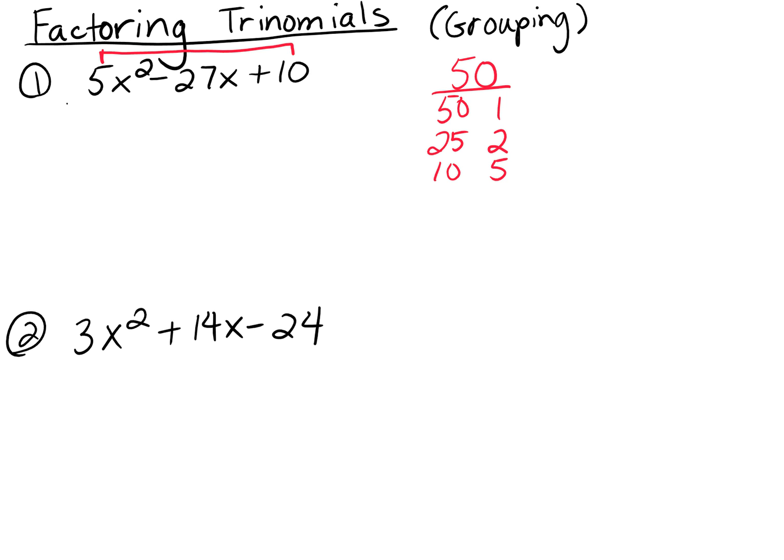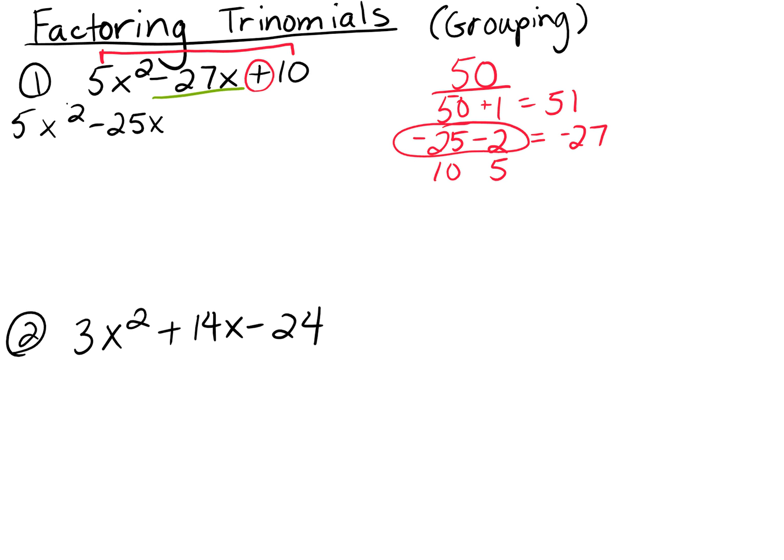Now we're going to look at the side here to see which ones will give us that 27. We're looking for adding, and we're looking for negative 27. So 50 plus 1 is 51. That's no good. This one does give me 27 if I add them together, but if I'm looking for negative 27, I would need both of these to be negative. Negative 25 minus 2 would give me negative 27. So this is the combo that I'm looking for. And those two numbers are actually going to break apart this middle term. So we'll rewrite this as 5x squared minus 25x minus 2x and then plus 10.